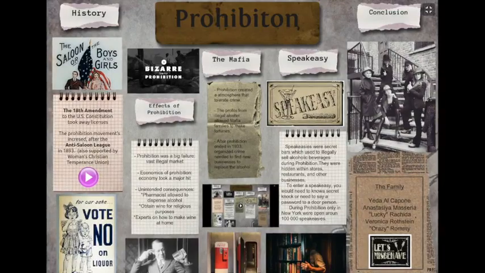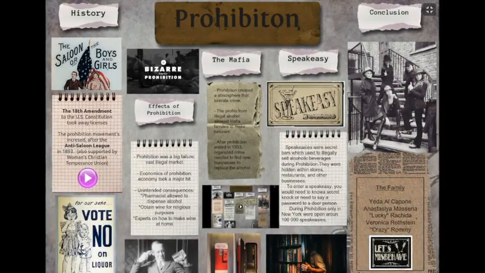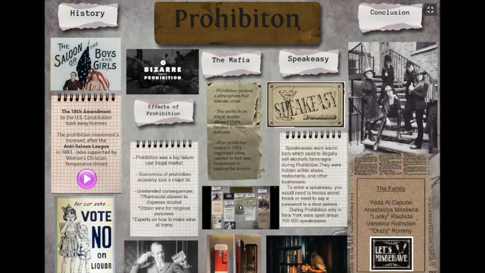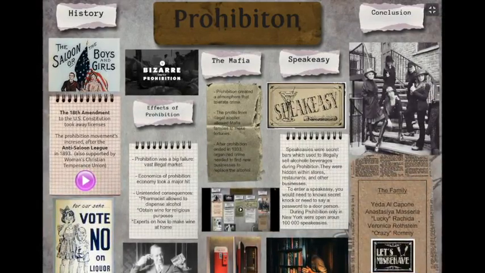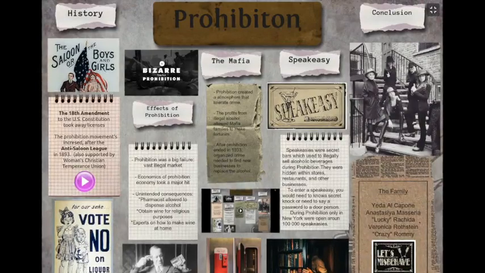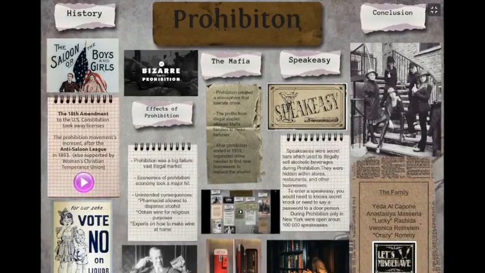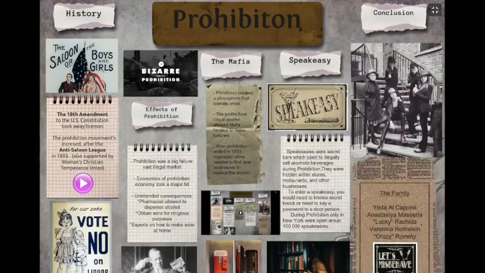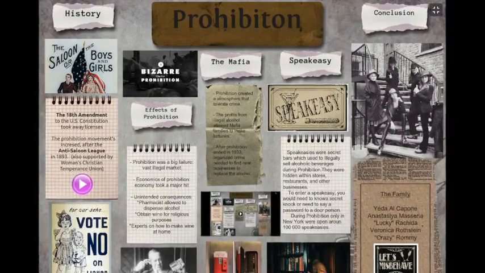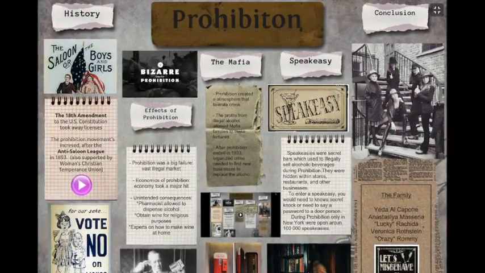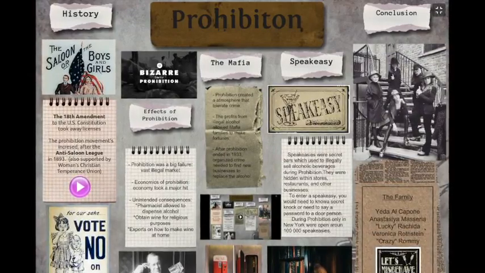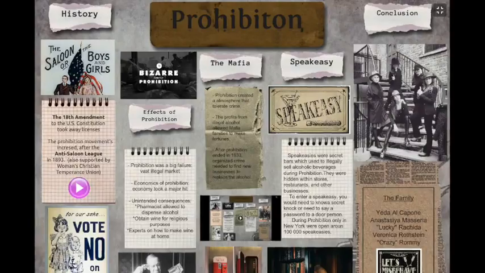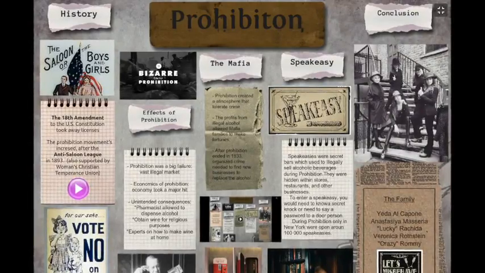The Prohibition movement's strength grew, especially after the formation of the Anti-Saloon League in 1893. The League and other organizations that supported prohibition, such as the Women's Christian Temperance Union, soon began to succeed in enacting local prohibition laws. Eventually, the prohibition campaign was a national effort.